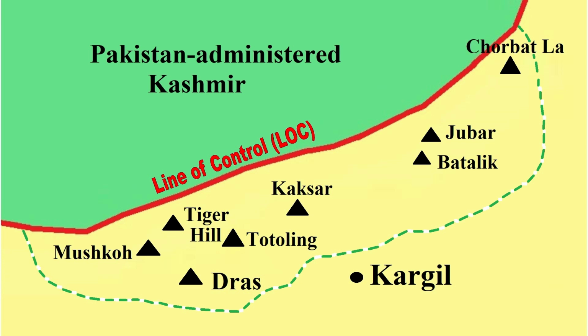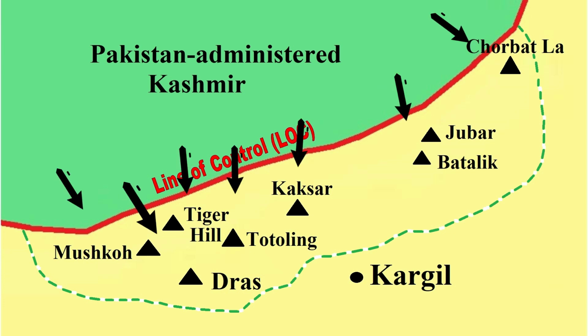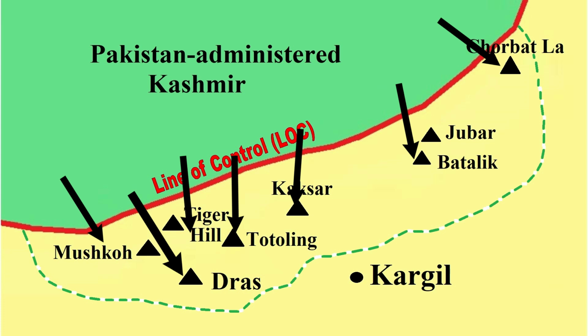Every winter, because of the harsh climate in the Kashmiri mountains, Indian as well as Pakistani units regularly abandoned their outposts, returning to them the following spring. Indian military planners surmised that the first infiltrations occurred in February 1999, rising to a peak in April.